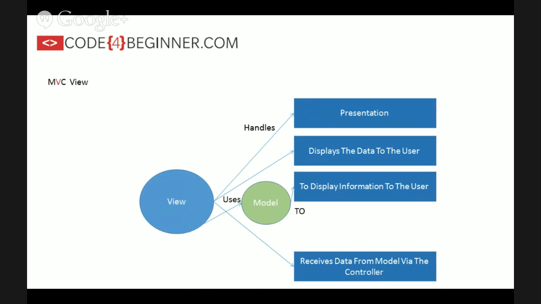V in MVC stands for view. View handles presentation, or it is just the display. It displays the data to the user. It uses data from the model and displays the information to the user. It receives data from the model via the controller. I told you that one of the core rules is that none of these components interact with each other other than through the controller.